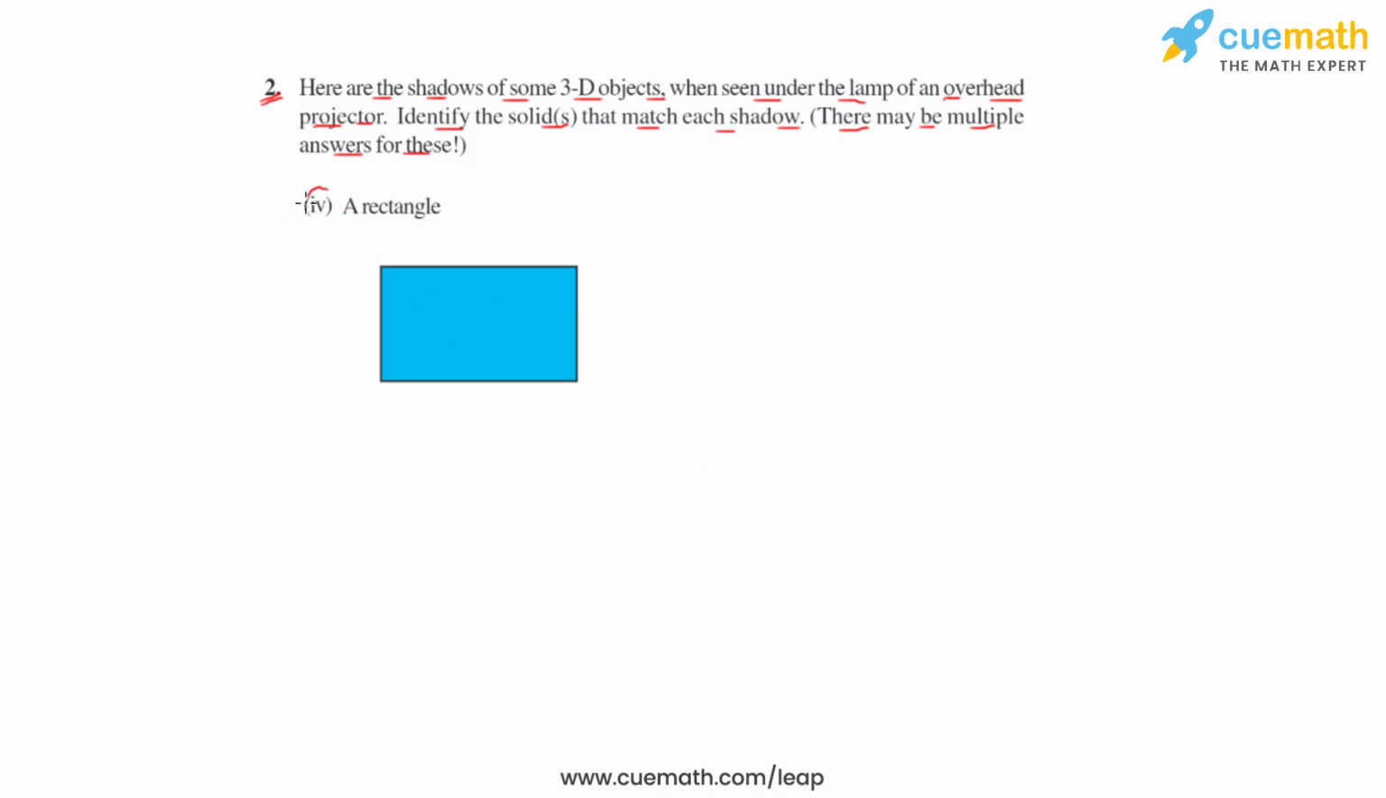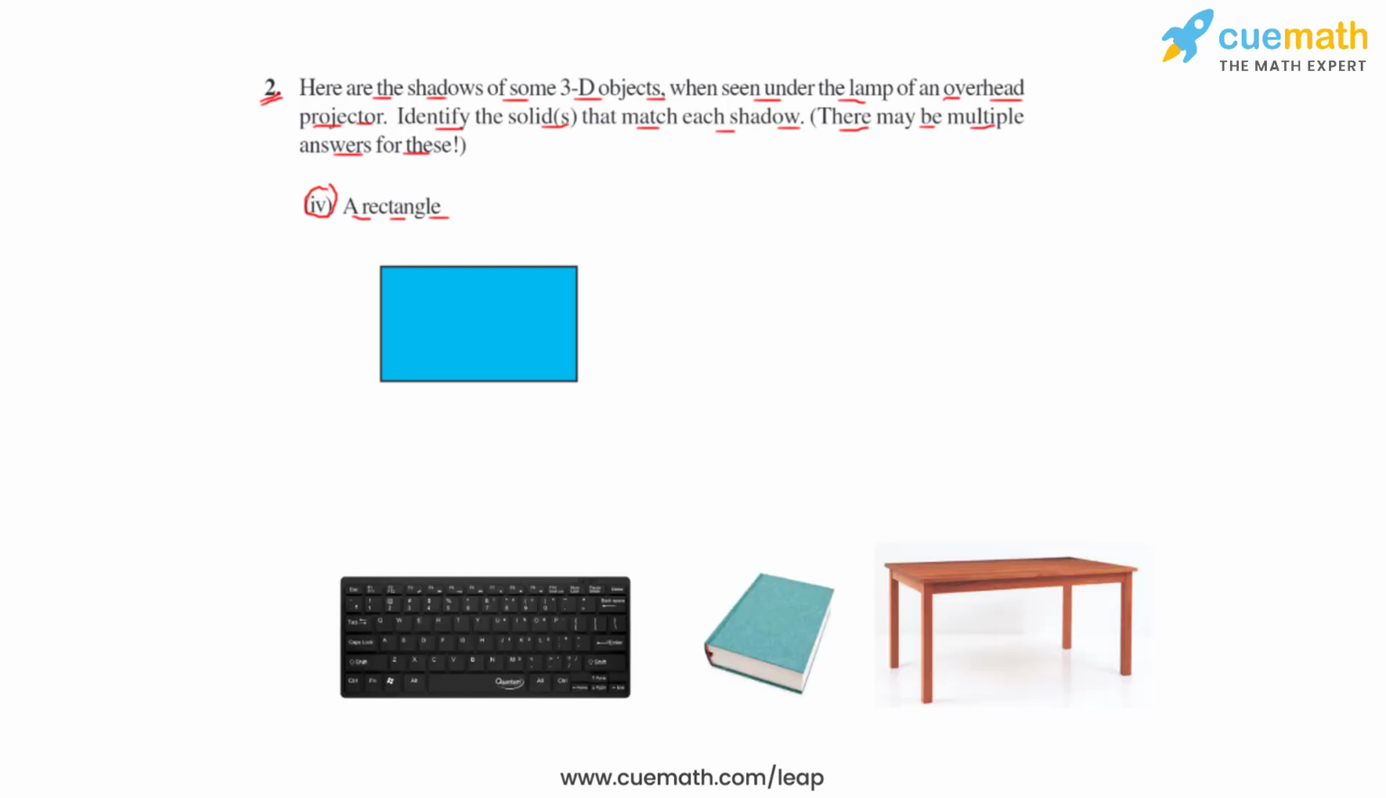So this is the last shadow of the question, and it's a rectangle. Let us see the solids which are going to give this as a shadow when they are placed under the lamp. We have again taken examples of objects which we use in our daily life. The first one is a keyboard. Now this keyboard, as we can see, is already rectangular in shape, and it's going to give us the same shaped shadow when it is placed under a lamp. The second one is a book, which again looks like a rectangle. So when this book is placed under the lamp, it's going to give us this rectangle as the shadow. And the next one is a table, which again will give this particular rectangle as one of its shadows.